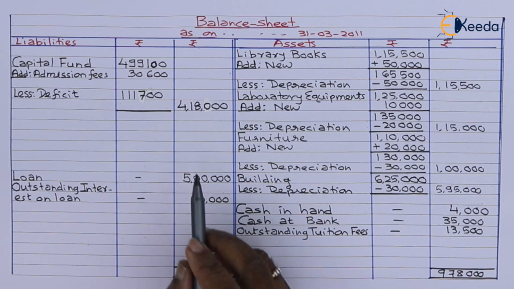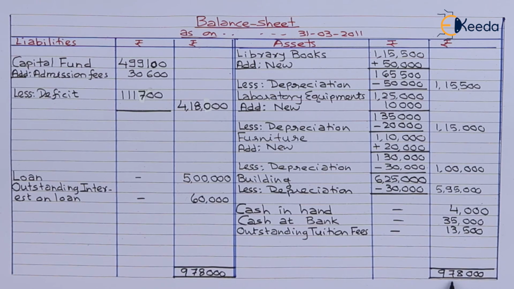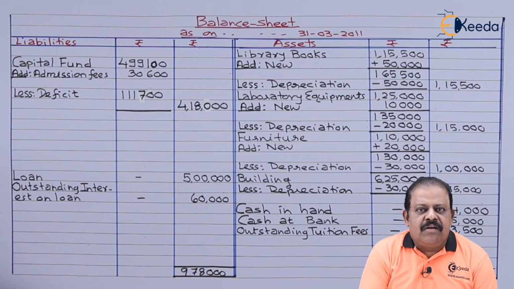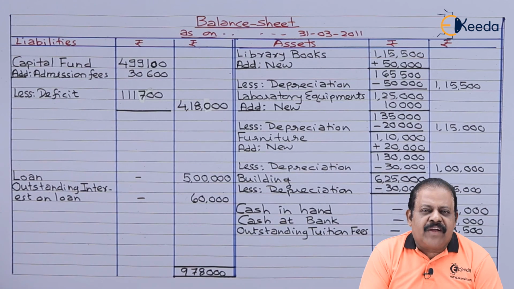Now we have closed balance sheet. Asset side total is 9,78,000. It is equal to liability side total 9,78,000. It means balance sheet is tallied. In this question we learn how to prepare final accounts of NPO like school, where we come across various items like tuition fees, term fees, admission fees, etc.